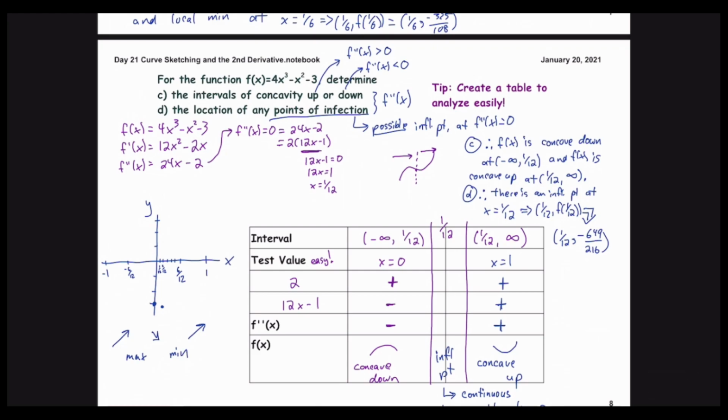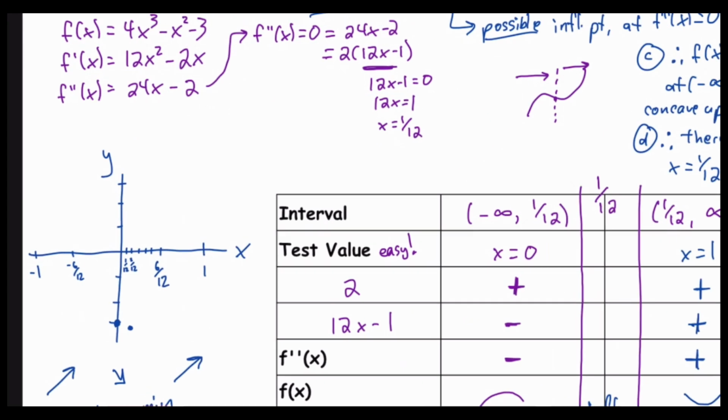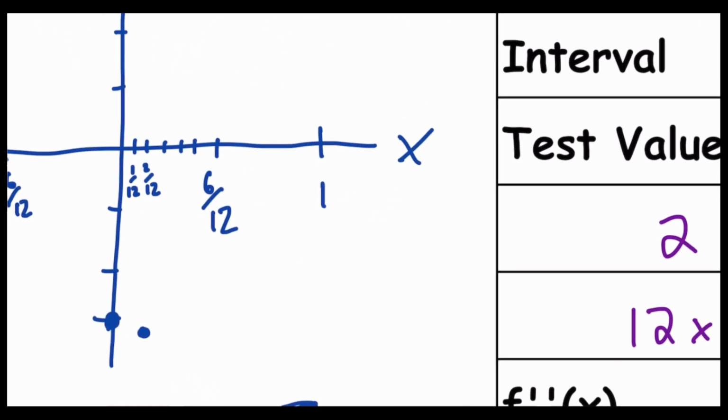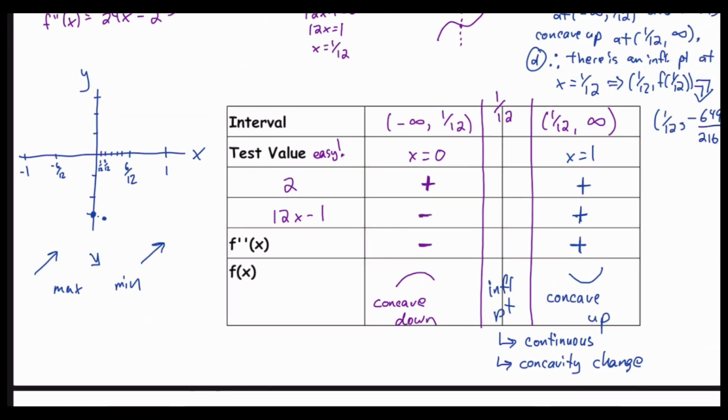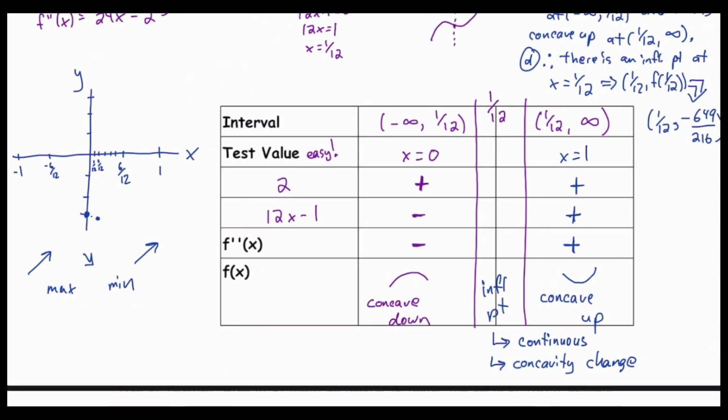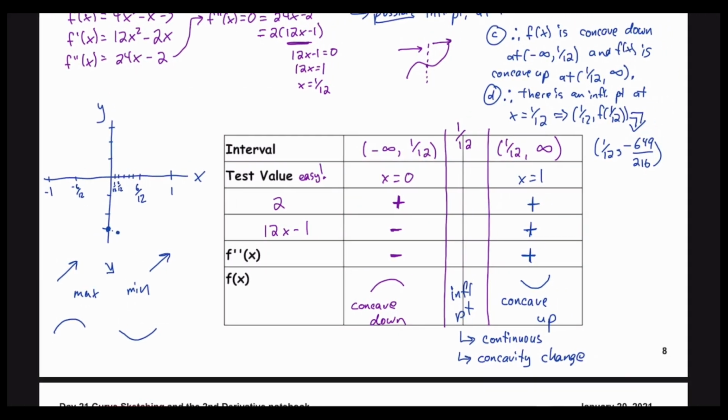What else do we know? I know I'm going to have an inflection point at 1 over 12. So that's going to be right in here. So this is really fine work, unfortunately. Maybe I should have scaled this a little bit better. And I know that as I approach 1 over 12, my function is concave down, so it's going to be curving down. And after the inflection point, it's concave up, so it's going to be curving up. So my function is going to look something like this.